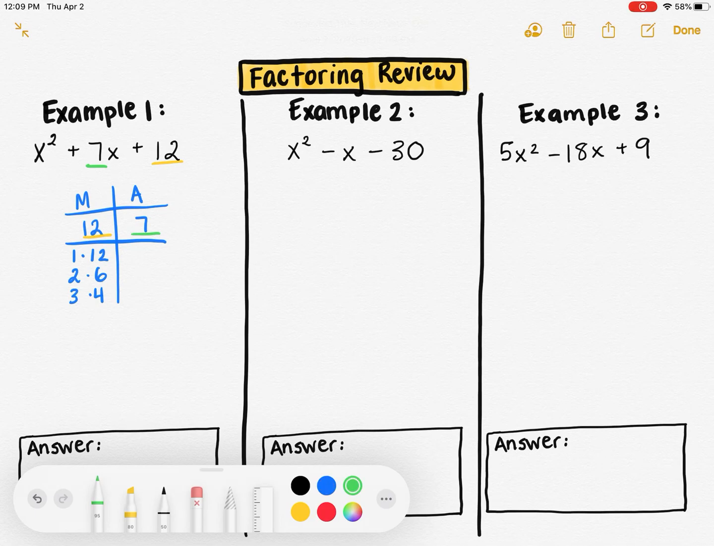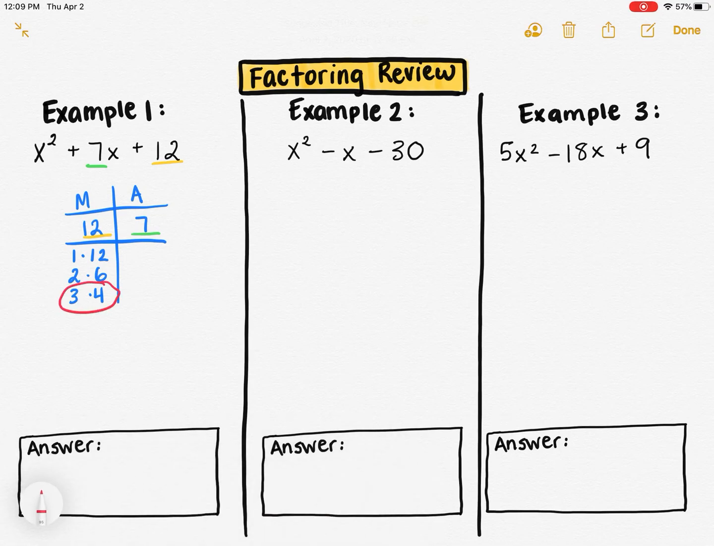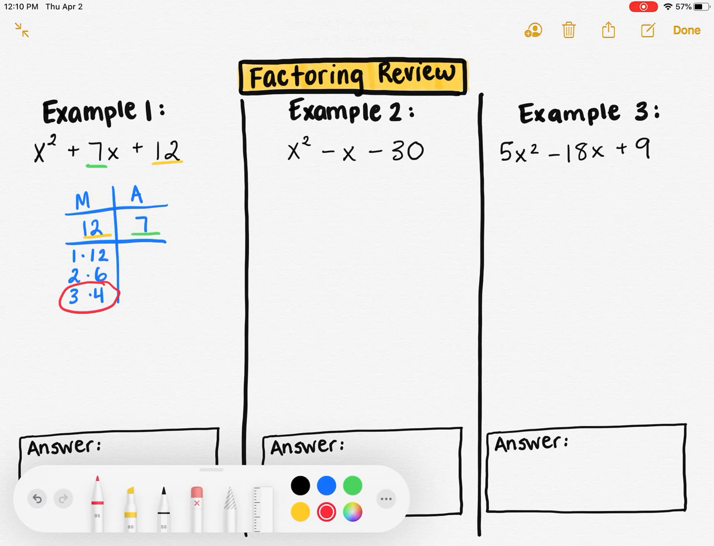Now, since I'm looking for two numbers that multiply to positive 12 and add to positive 7, I know that my two numbers are positive, so that's good. So I can look at 1 and 12. Well, 1 and 12 would add to 13, so that can't be it. 2 and 6 would add to 8. That doesn't work. 3 and 4 would add to 7. So that means 3 and 4 are the numbers we're looking for.